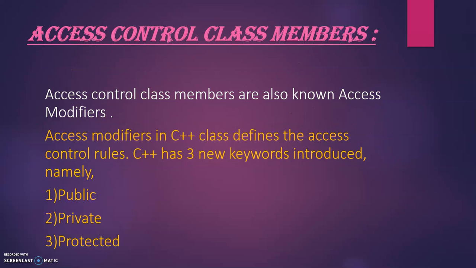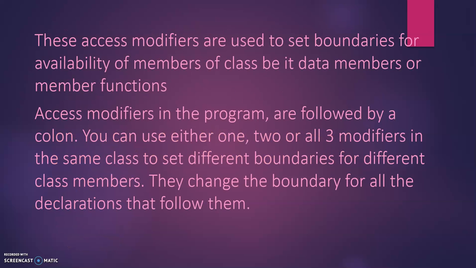Access control class members. Access control class members are also known as access modifiers. Access modifiers in a C++ class define the access control rules. C++ has 3 new keywords introduced, namely, first, public, second, private, and third, protected. These access modifiers are used to set boundaries for availability of members of a class, be it data members or member functions. Access modifiers in the program are followed by a colon. You can use either one, 2 or all 3 modifiers in the same class to set different boundaries for different class members. They change the boundary for all the declarations that follow them.